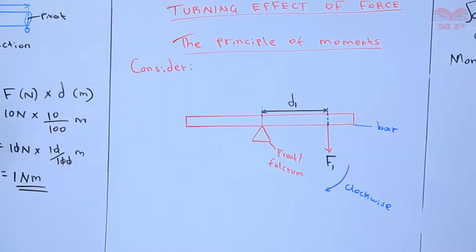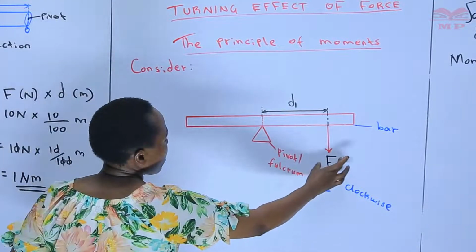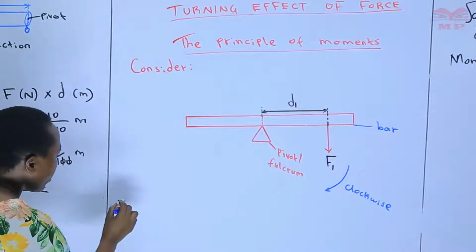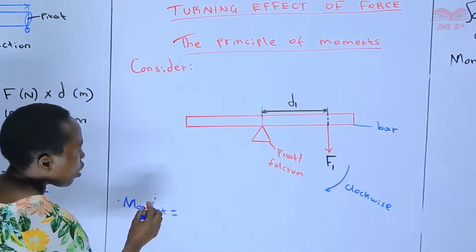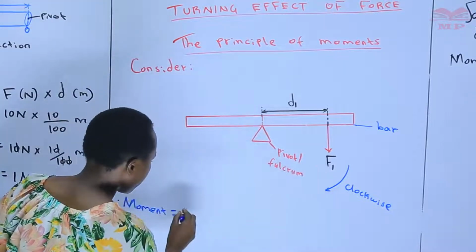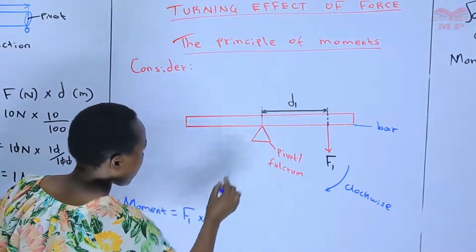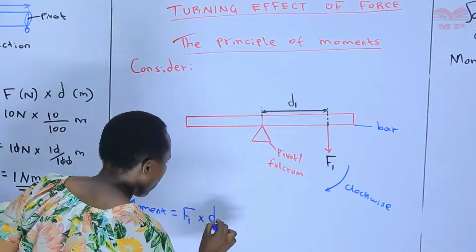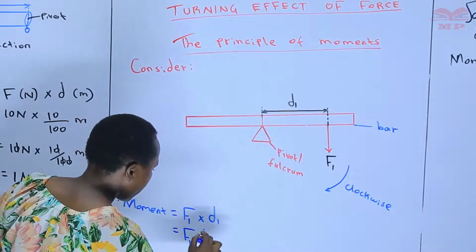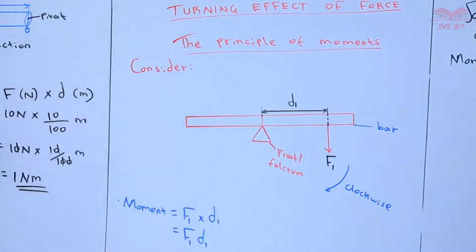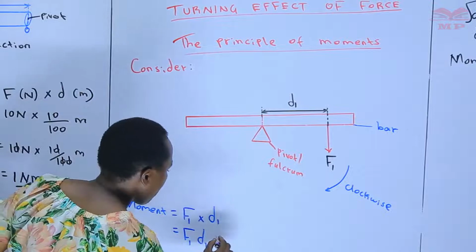So if we were to calculate moment for this force, we are going to calculate it as follows. The moment will be equal to the force, which is F1, multiplied by the distance, which is D1, which will give us F1 D1. So that's what we have, and we have seen that this is a clockwise moment.